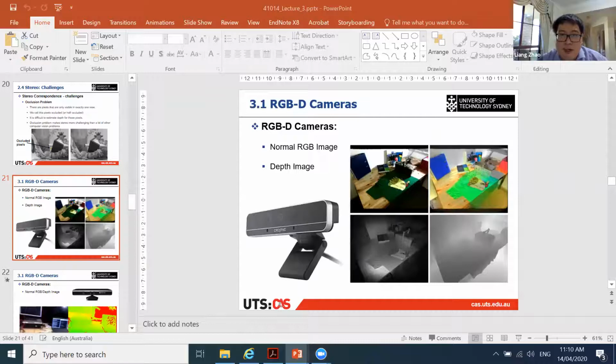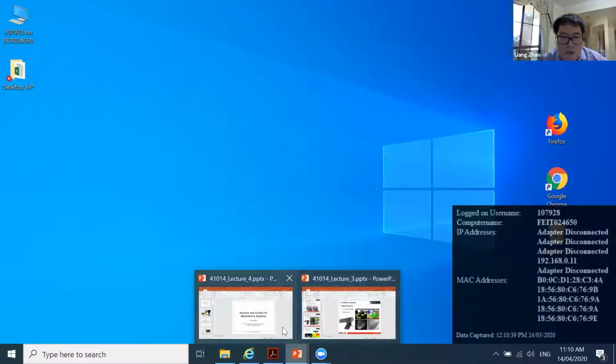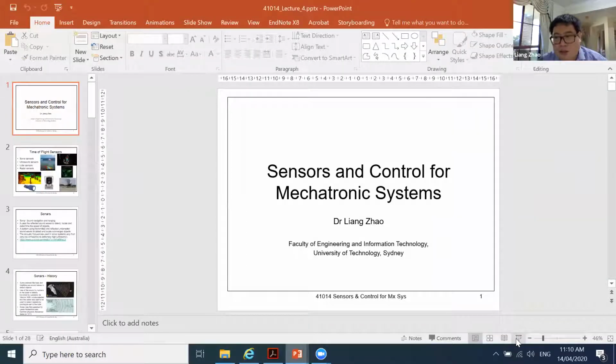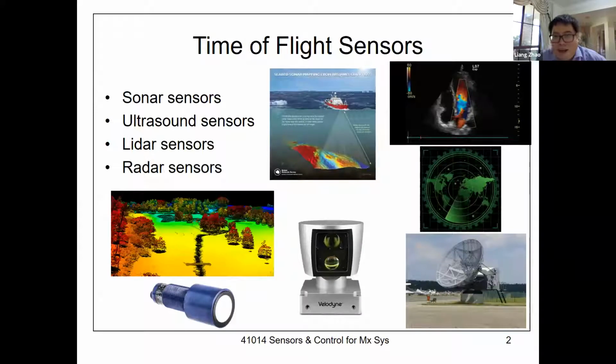which is about the 3D camera. Then let's go to lecture 4, and it's lecture 5. It should be lecture 5 because in this semester we have 5 lectures about the sensors. So this lecture is mainly about the time-of-flight sensors.